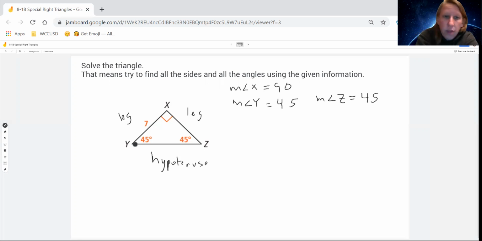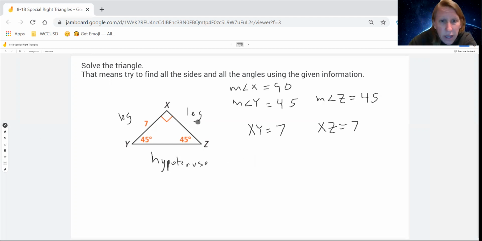We already know that XY is 7. That was given to us. And we also know that, what do we know about XZ? XZ is also 7. What's missing in this one? We're missing the hypotenuse. I don't know how long it is.